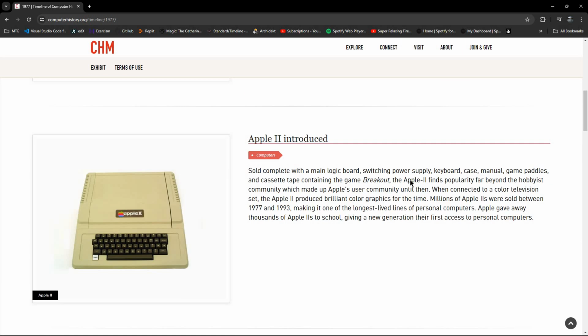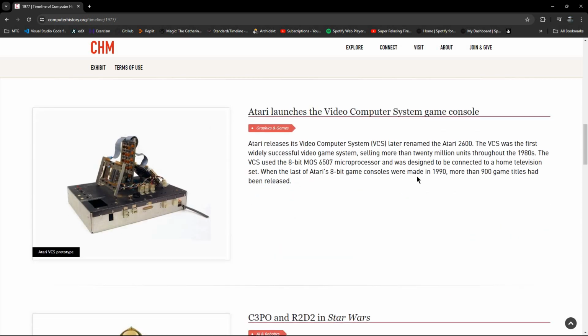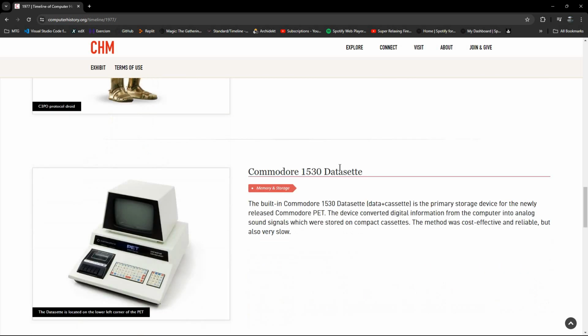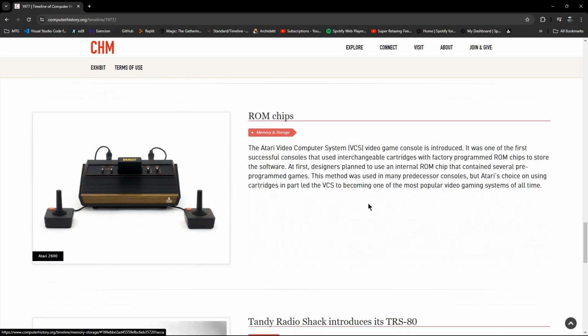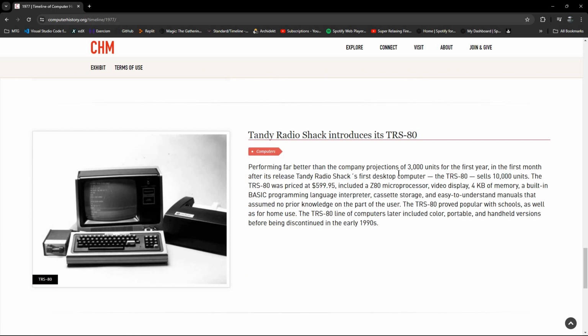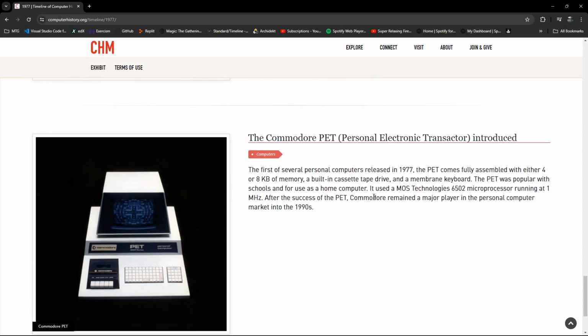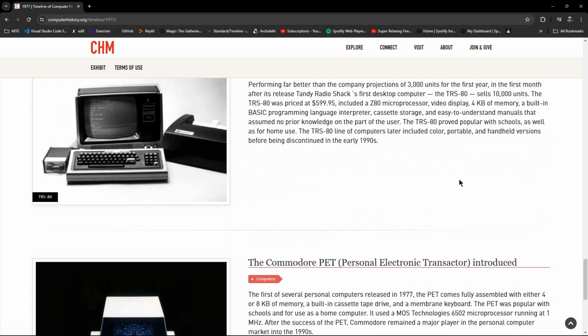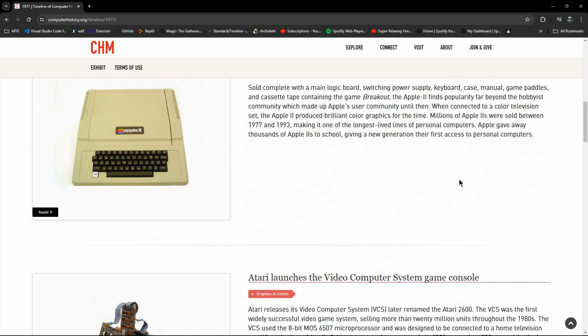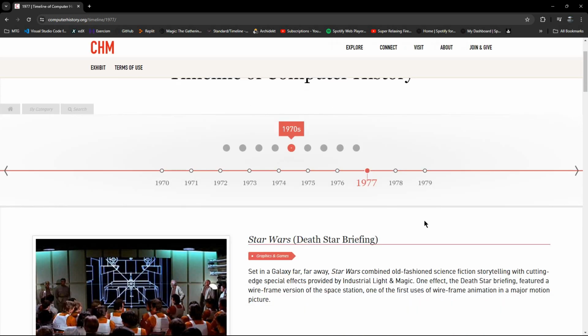Yeah. So Apple II introduced, Atari, Commodore 1530. I remember this, and Tandy, the TRS-80. And there's a Commodore called PET. Personal Electronic Transactor. 8K of, I remember that, 8K of unbridled power. Yeah, popular with schools. So my school didn't get one of these until, think about this.